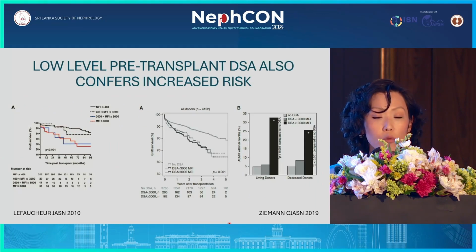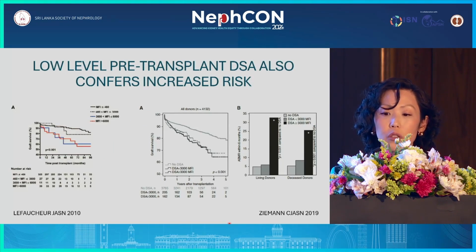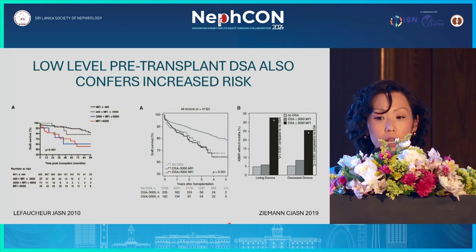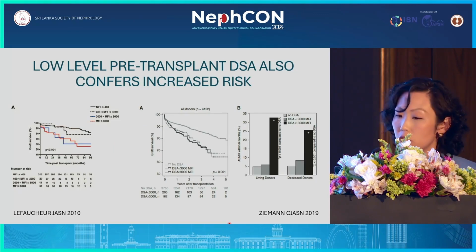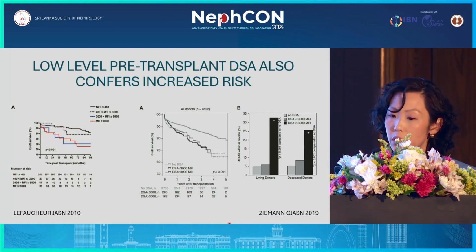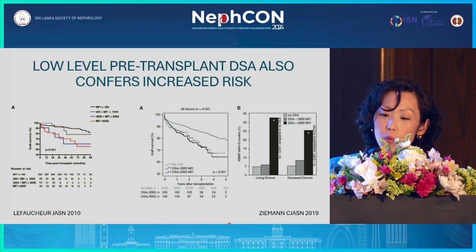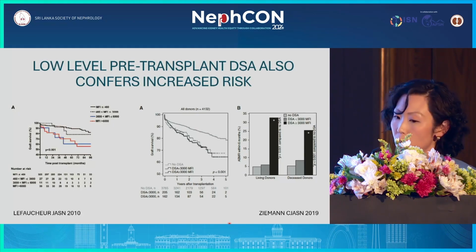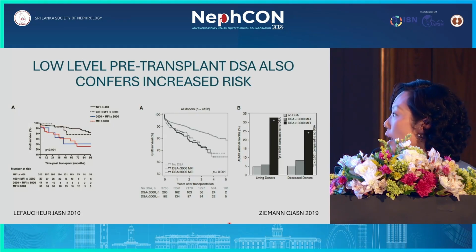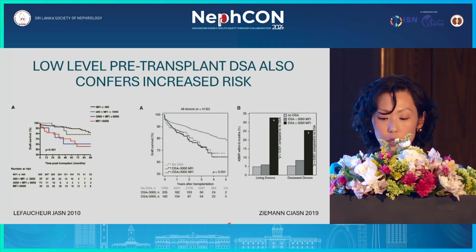And again, while we often transplant across low-level pre-transplant DSA out of necessity, observational data suggests that increasing levels of Luminex positivity, as measured by MFI, is associated with increased antibody-mediated rejection and decreased graft survival. In the single-center French cohort study on the left, the risk of graft failure increased with increasing MFI of pre-transplant DSA. And on the right panel from a population-based German cohort, even at MFIs less than 3,000, there was an increased risk of ABMR and decreased graft survival.